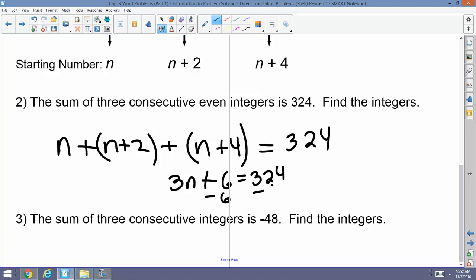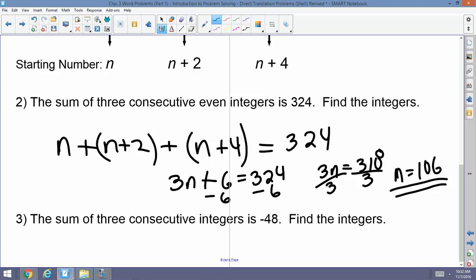Subtract the 6 from both sides. I've got 3n equals 318. Divide by 3. That's 106. And then n will equal 106. Now, that is not my answer. And this is what gets all of my boys.